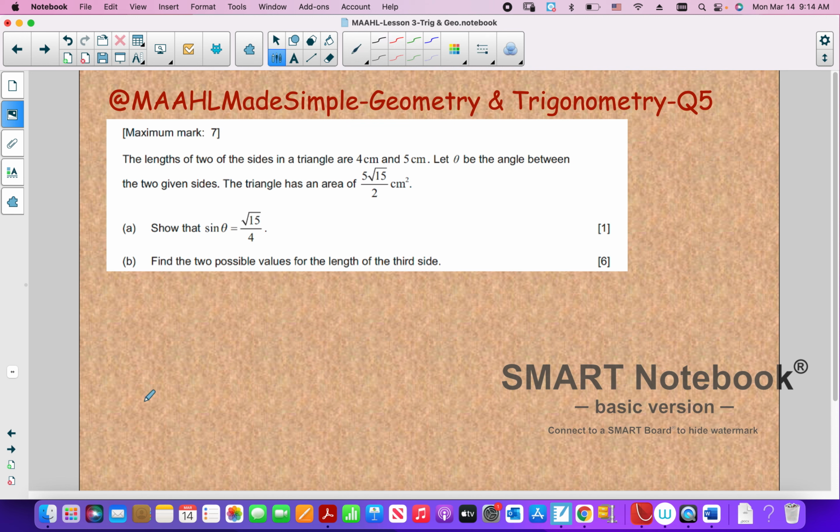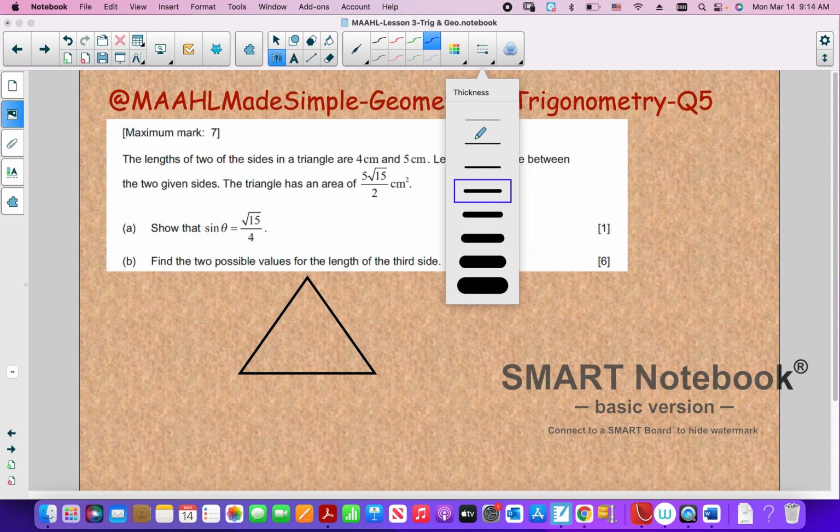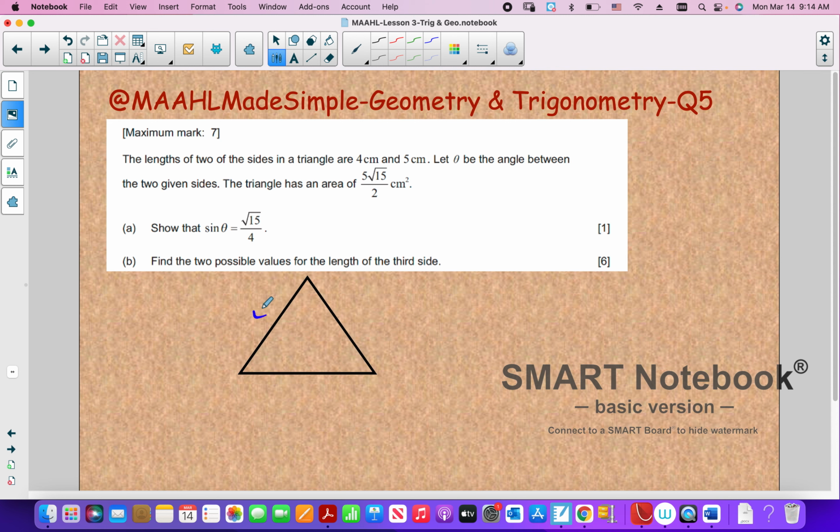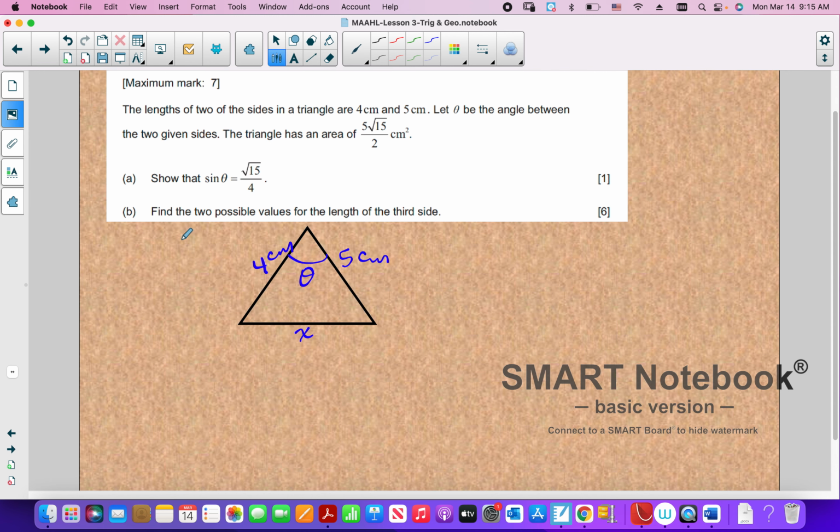In this question, we are given a triangle. It says that this side is 4 centimeters, this side is 5 centimeters, and this is the angle theta in between, and let's call this side x. Given that the area is 5 root 15 over 2, show that sine theta is equal to root 15 over 4.